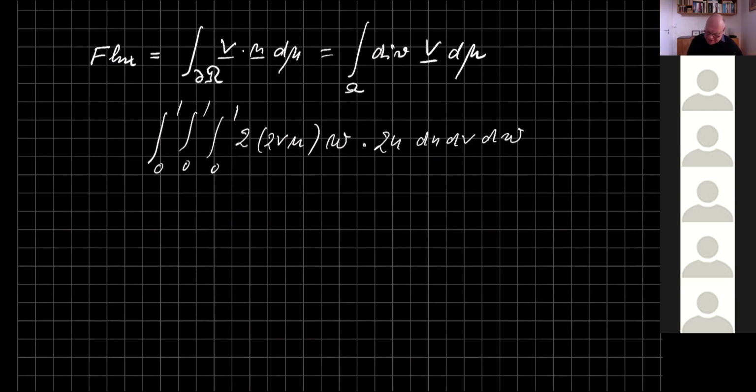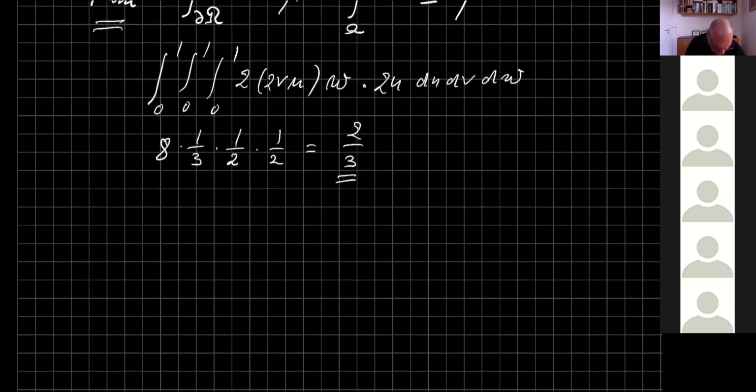If you do this, they are fairly simple integrals. I won't take much more of your time, but 2 times 2 times 2, that is 8. And then you can see that u is to the second power, so this will give you 1/3. And v and w are to the first power, so that will give you 1/2. So this is the total result for the flux.